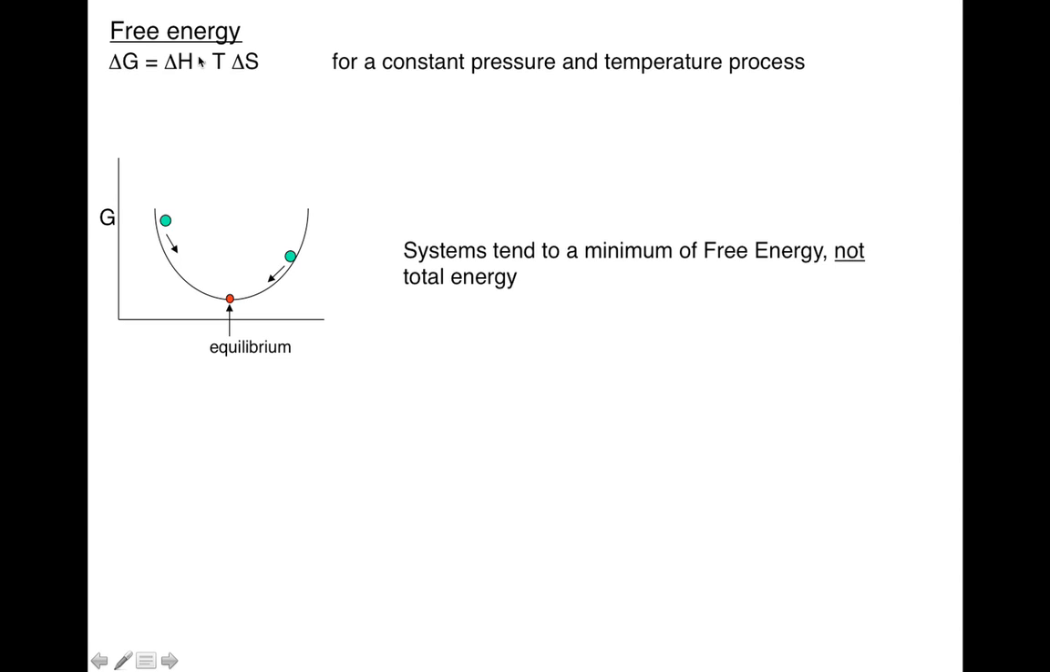So delta G is delta H minus T delta S. That's for, again, a constant pressure and temperature process. We're talking about enthalpy here in solution biochemistry typically.